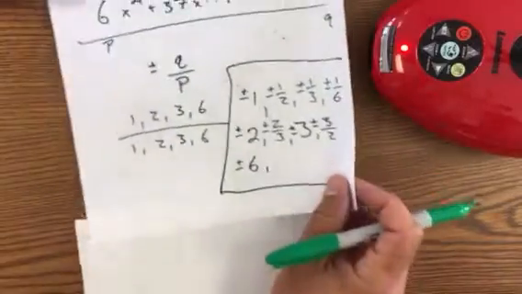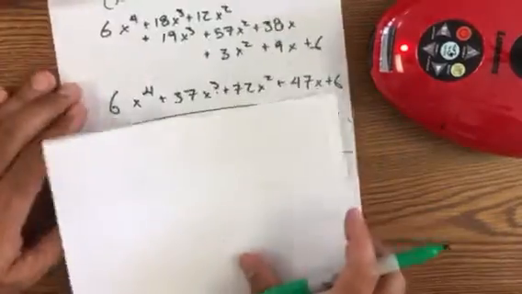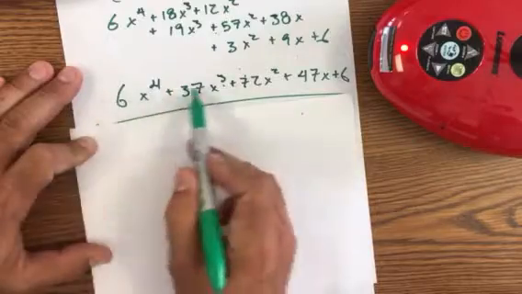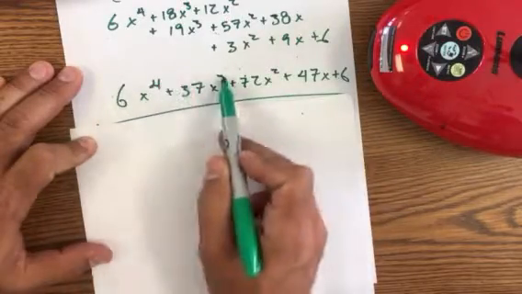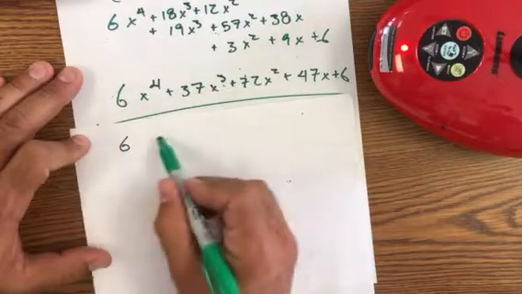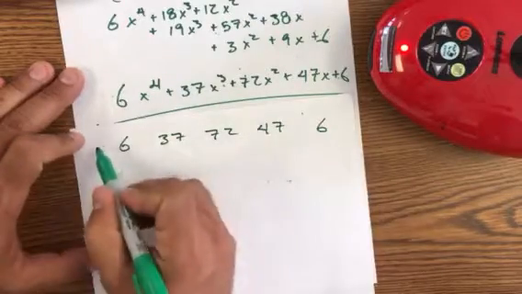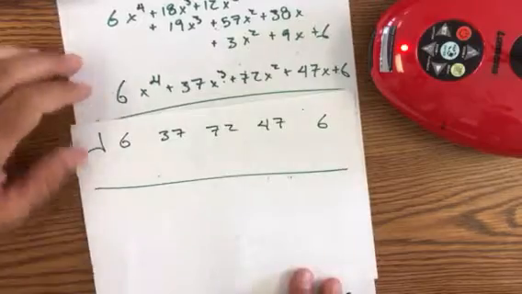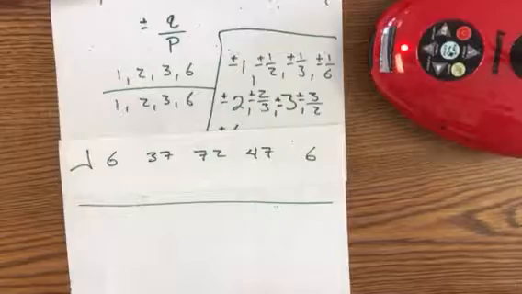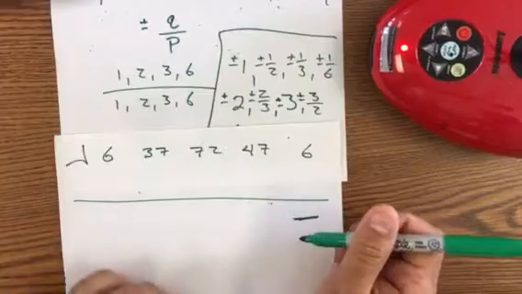To find out the actual factors, I'm going to use synthetic division to divide these out. So when I do synthetic division, I first make sure that it's in standard form, which it is. I make sure if I'm missing any exponents, which I'm not, I have x to the 4, x to the 3, x to the 2, x to the 1, x to the 0. And I just list the coefficients. So 6, 37, 72, 47, and 6. In this box, I'm going to put one of my possible rational real roots, and I'm going to try it out and see if it gives me a 0 right here as the remainder. I can't have a remainder if it's a root.